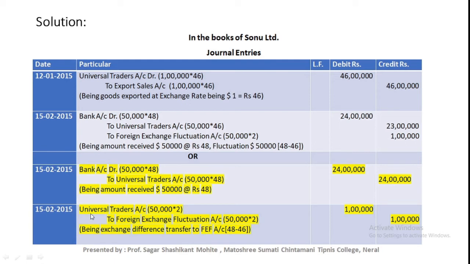The journal entry will be: universal trader account debit 50,000 into 2, that is rupees 1 lakh, to foreign exchange fluctuation account 50,000 into 2, that is rupees 1 lakh. These are separate journal entries actually: first one for receipt of the payment, and second one for the transfer of profit to the foreign exchange fluctuation account, the FEF account. So let's see how to prepare the foreign exchange fluctuation account.